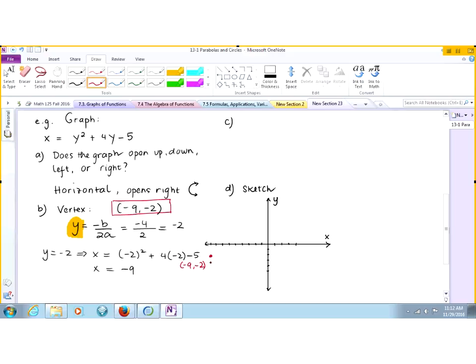What do you usually draw? Sketch next. The axis? Yes. So let's sketch the axis. Vertical or horizontal? Horizontal, yes. That's horizontal. So your axis of symmetry, what is the equation?